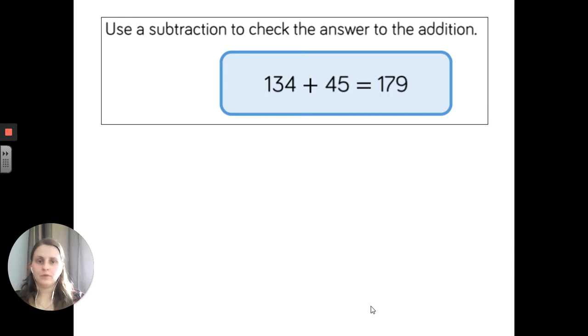Okay. So use a subtraction to check the answer to the addition. You've got 134 plus 45, which would equal 179 according to this one. What would you need to do to check this? I'm going to talk about this one on the slide rather than at the end. So hopefully you've used your subtraction and you should have done 179 take away 45 to see if you've got 134, or 179 take away 134 to see if you've got 45.